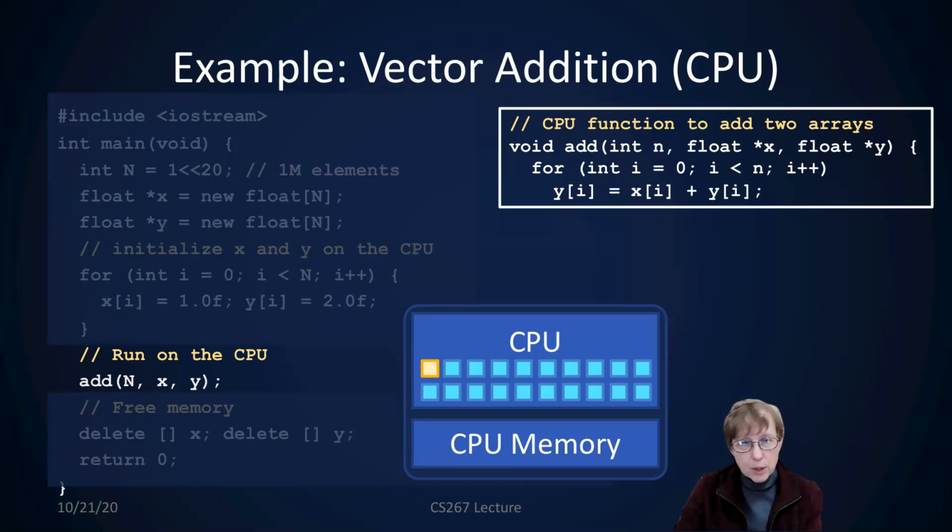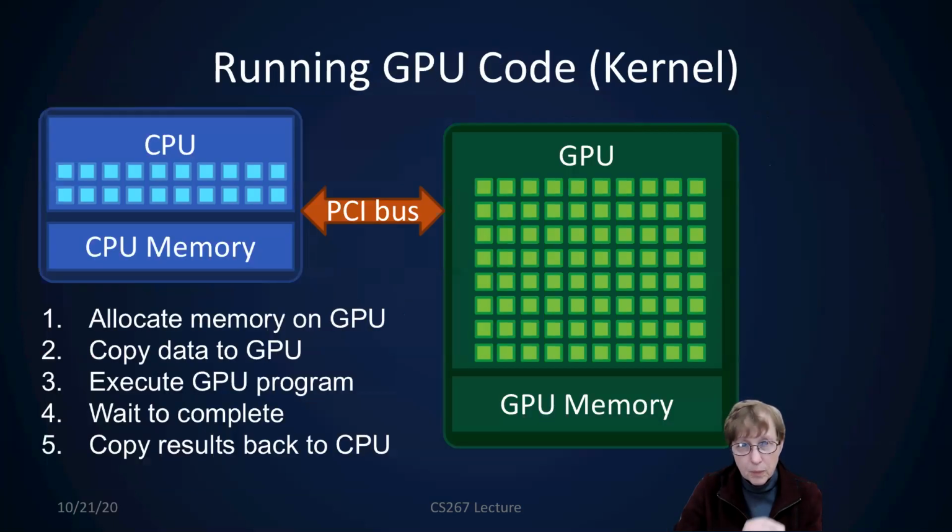Okay, so as I said, just to get everybody normalized, this is what the code looks like. So how does this change if we want to run just that add function on a GPU instead of a CPU? Well, what are the steps that we have to do is we have to, first of all, allocate some memory on the GPU. We have to copy the input data from the CPU into the GPU, execute the GPU program, wait for that GPU program to complete, and then copy the results back to the CPU. And so those are the main steps that are involved in doing this.